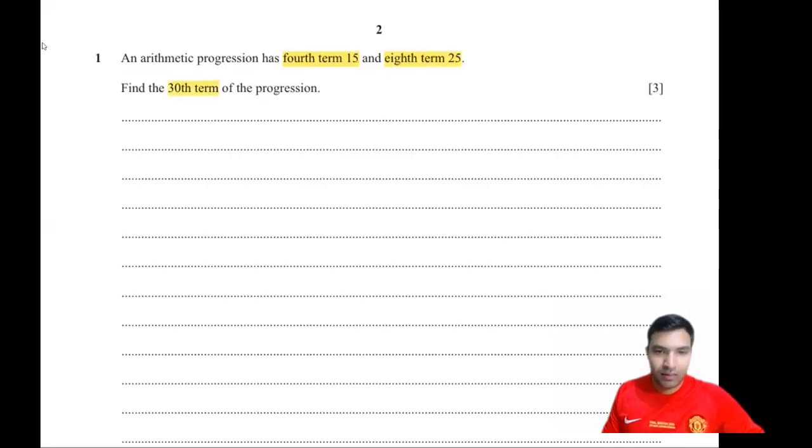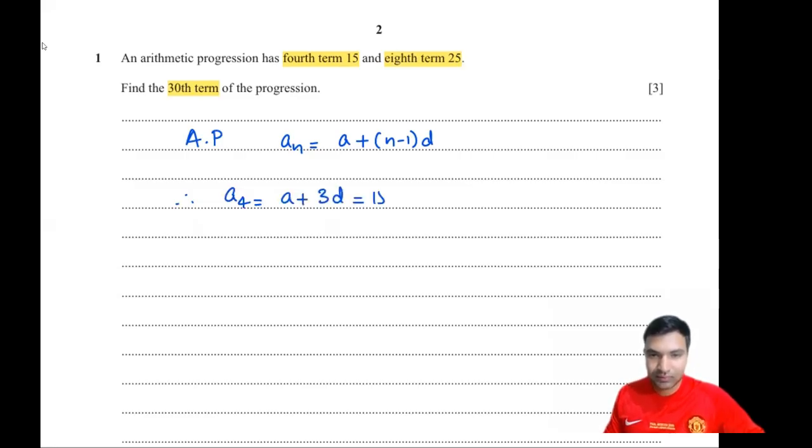In an arithmetic progression, we know that the general term is given by an is equal to a plus n minus 1 times d, where d is the common difference. Therefore, a4 would be simply 4 minus 1, that is 3d, and that is given to us as 15. So we get a plus 3d equal to 15 as equation 1. And we are given the eighth term, a8, a plus 7d is equal to 25.